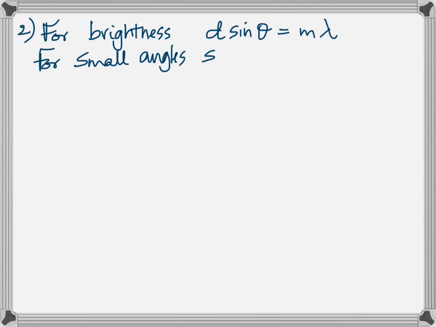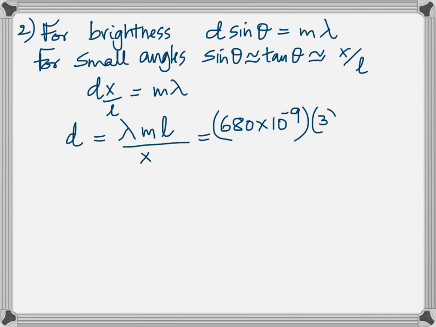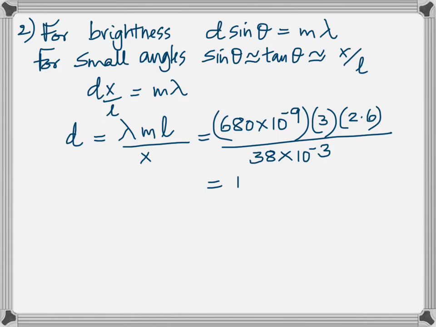As before, for small angles, sine theta approximately equal to tan theta. And we've got this before, so make d the subject. So d is 1.4 times 10 to the negative 4 meter.